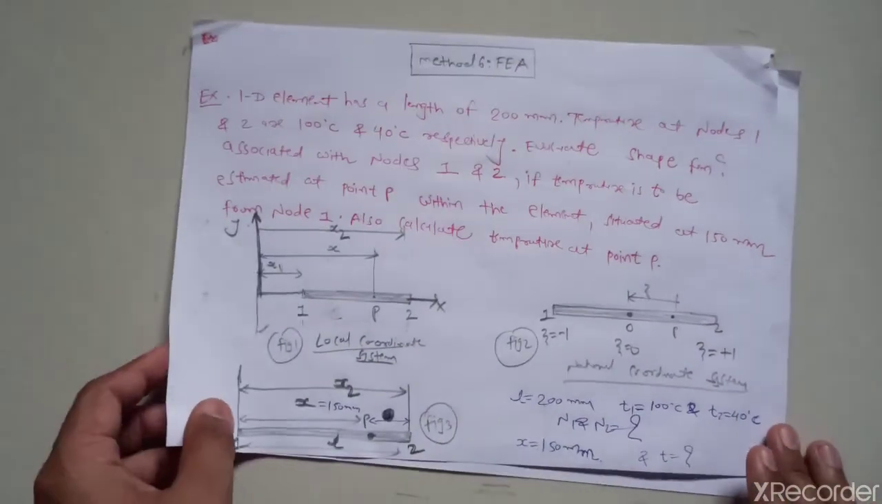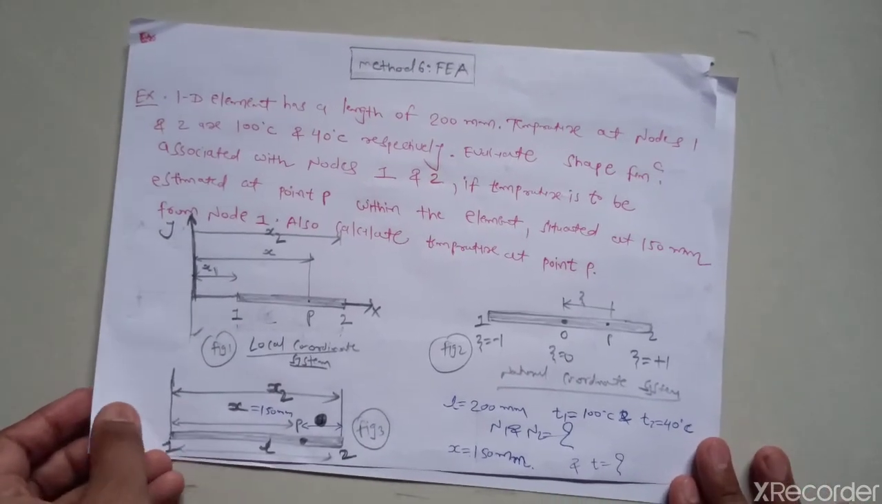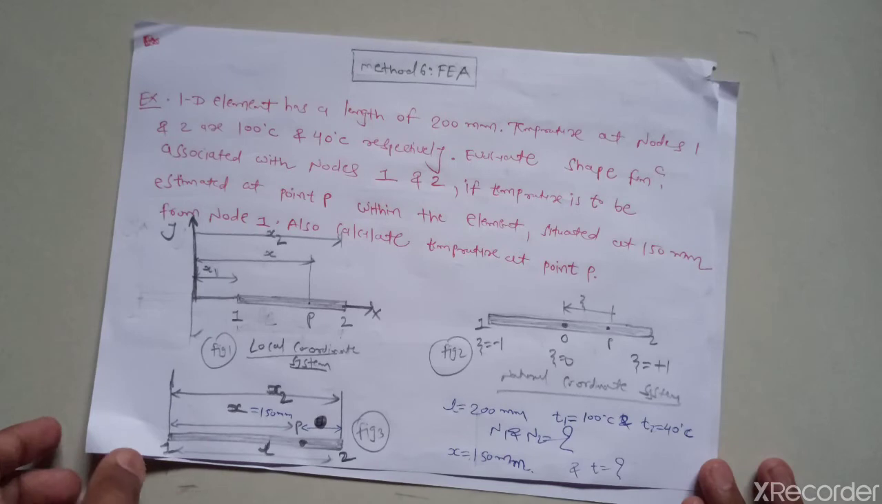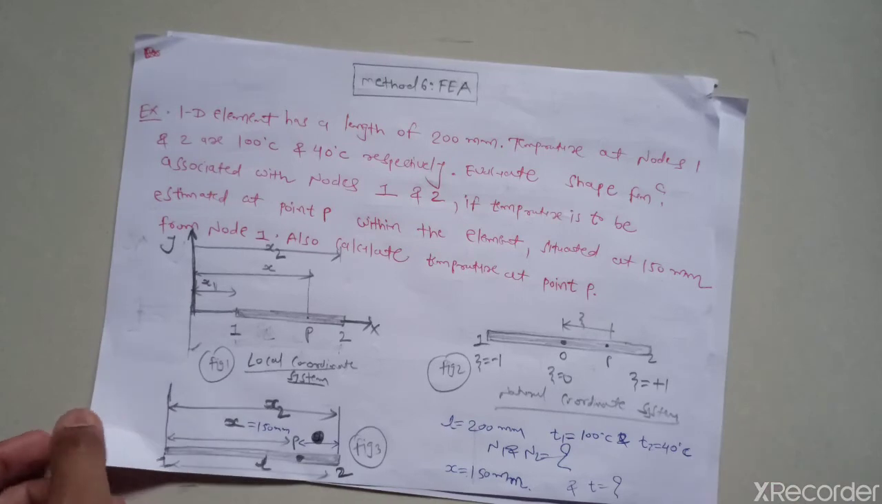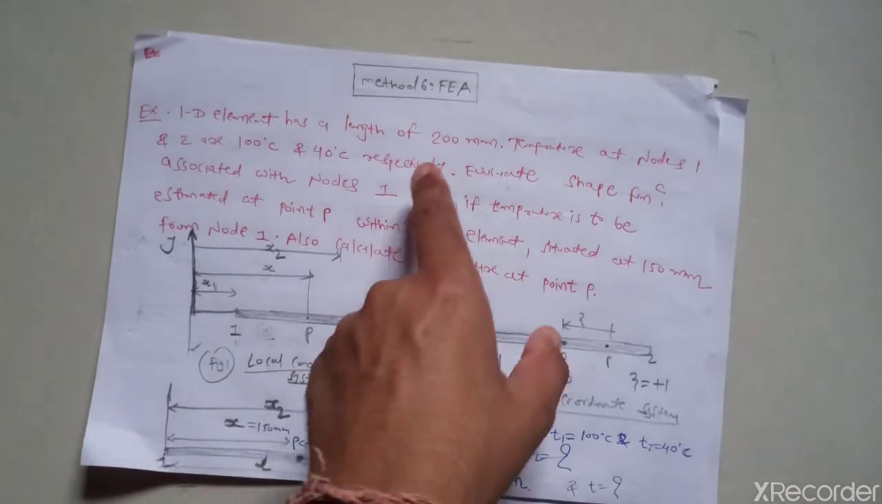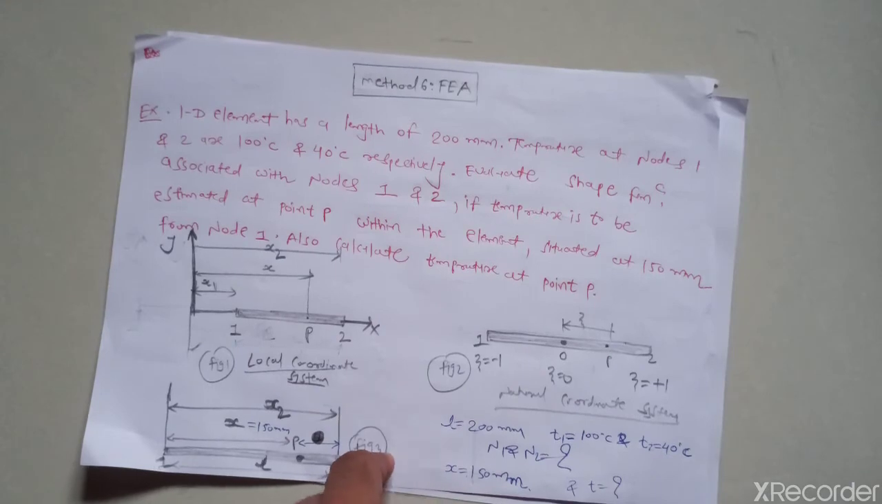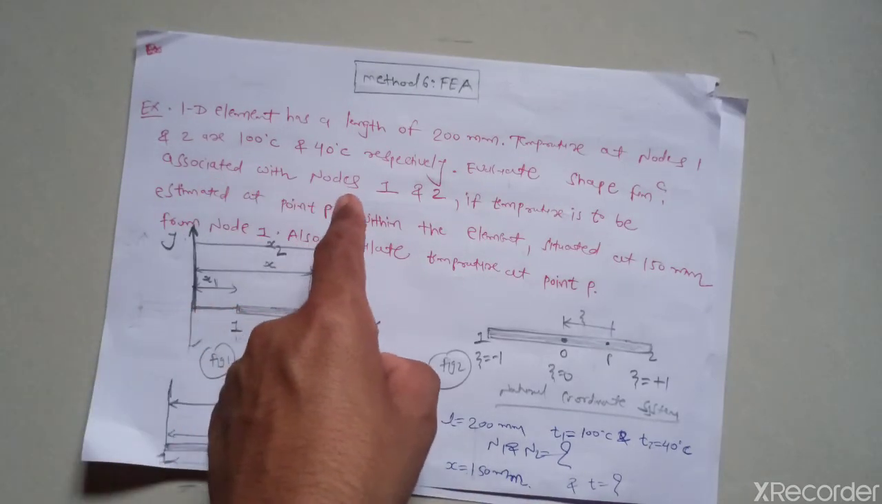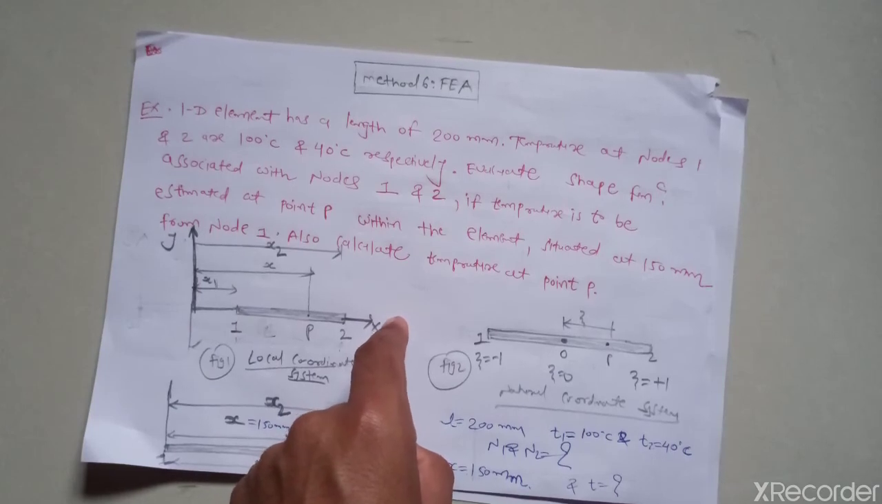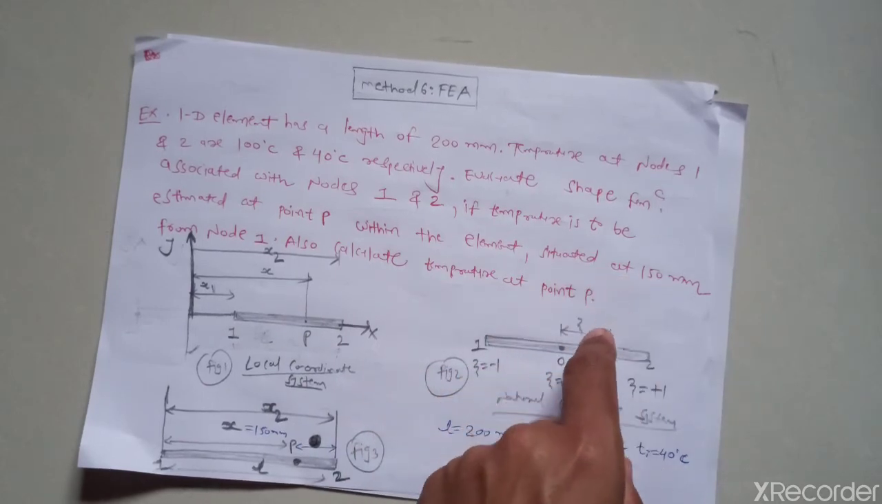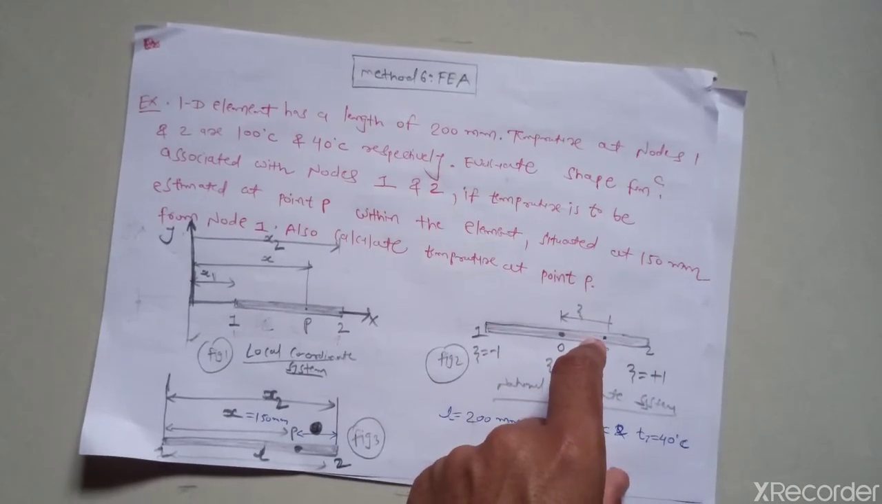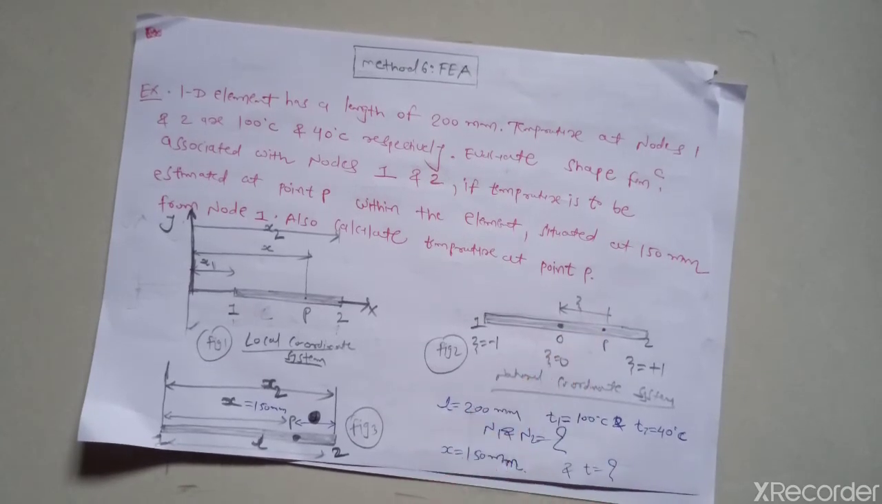Now let's take an example. This is example number 6 of FEA. A one-dimensional element has a length of 200 mm. The temperatures at nodes 1 and 2 are 100 degrees Celsius and 40 degrees Celsius respectively. Evaluate the shape functions associated with nodes 1 and 2 if the temperature is to be estimated at point P within the element situated at 150 mm from node 1. Also calculate the temperature at point P.